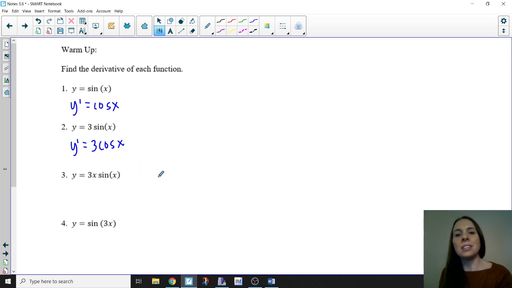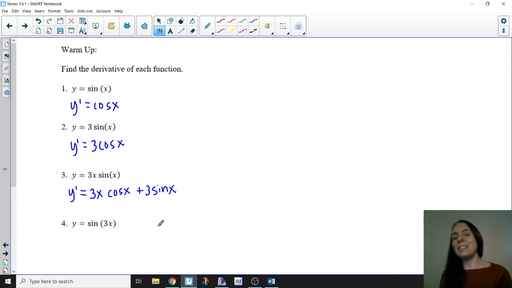And their confidence is built up so much just by those two that they're ready to tackle number 3. For number 3, we need to use the product rule, right? Now we don't just have a constant multiple of 3 in front of our sine like we did with number 2. We have a 3x. And so therefore, we should use 1d2 plus 2d1, as I like to say, or first times derivative of second plus second times derivative of first. The derivative of first is 3. I am going to put that in front, though, like that.